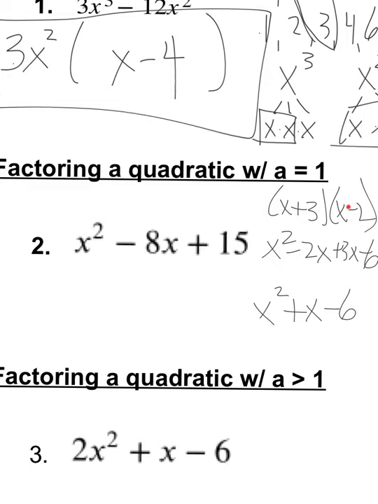Well, when we have a binomial times a binomial, it gives us a trinomial like this, at least in this situation. We'll talk about other situations as we move forward.